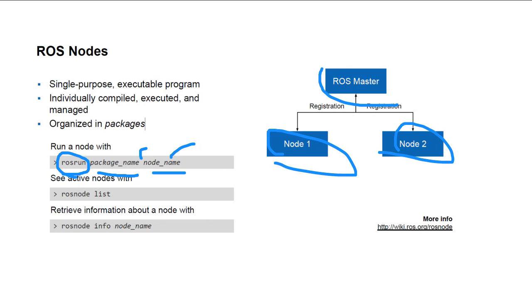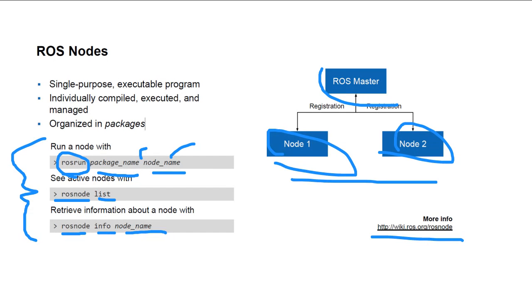Also, if you want to list all nodes, use the rosnode list command in Linux Ubuntu. Next, rosnode info and the node name. These are our three popular commands in Ubuntu. If you want more info, everything is available at wiki.ros.org/rosnode. Also, these nodes register with the ROS master.